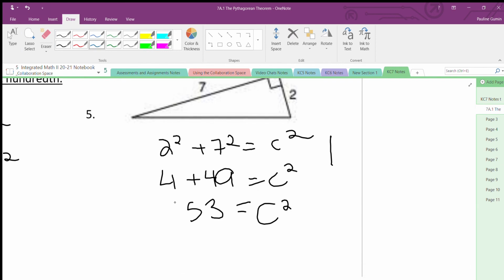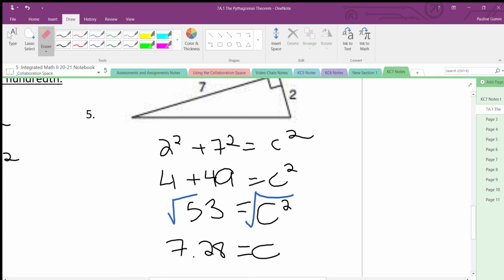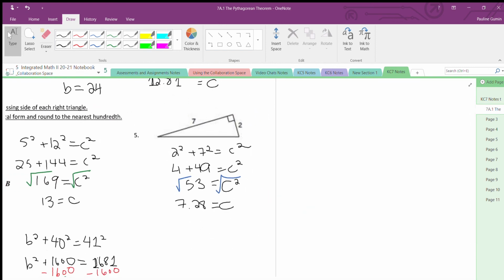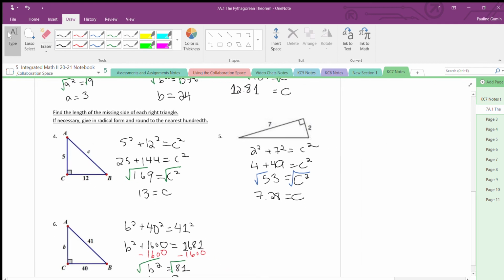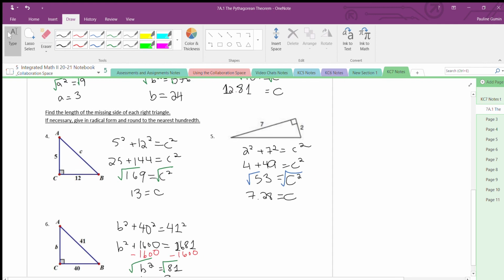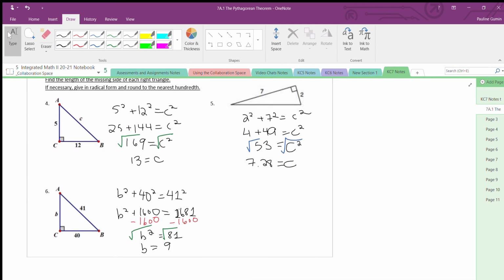Okay. The square root of 53, according to my calculator, is 7.28. So not a perfect triple here. We do have some decimals, but that's fine. It's a right triangle, which means we can apply the Pythagorean theorem. And that's really all that matters.